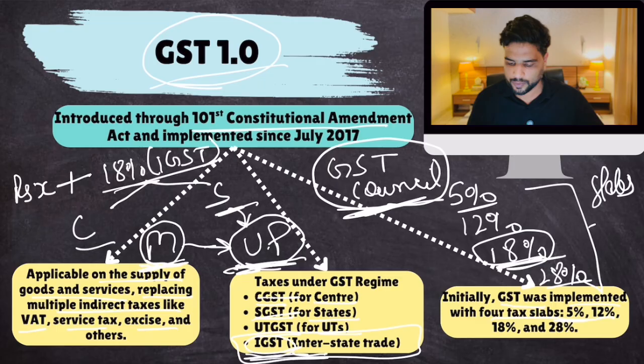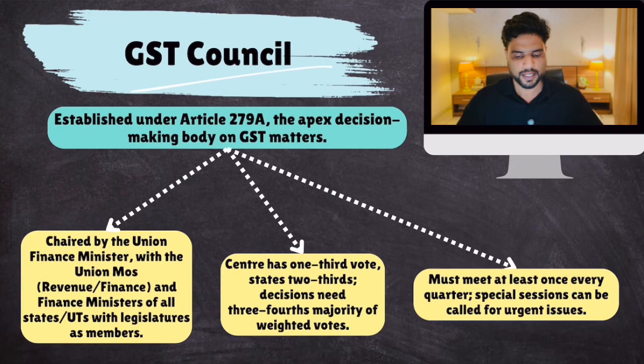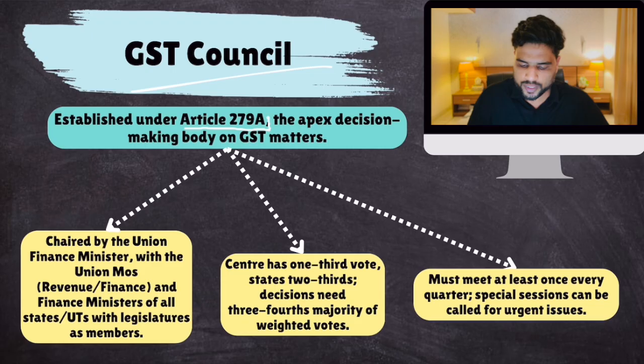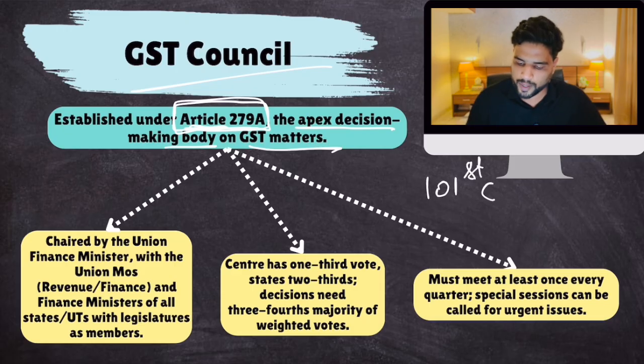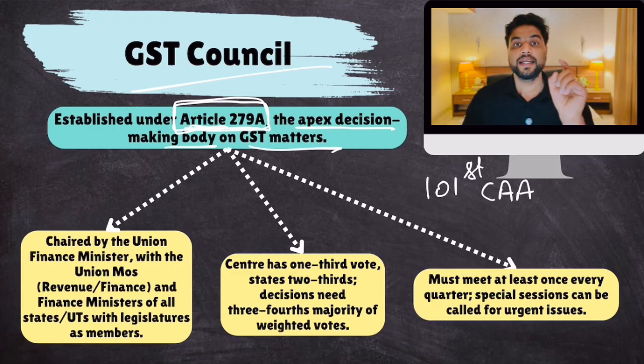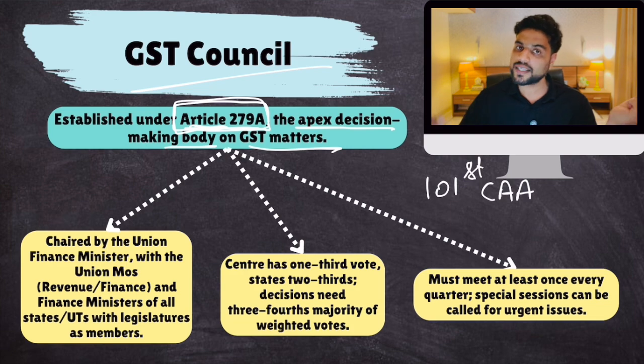So let's talk about the GST Council, okay? So the GST Council was established under Article 279A. It is the apex decision-making body on GST matters. Okay, apex, the highest decision-making body. Article 279A was introduced through the 101st Constitutional Amendment Act. Clear? Now the thing is that GST subsumed within itself central taxes as well as state taxes. Therefore, state governments wanted a say in the GST regime, the setting of GST. That is why state government members are also part of the GST Council.